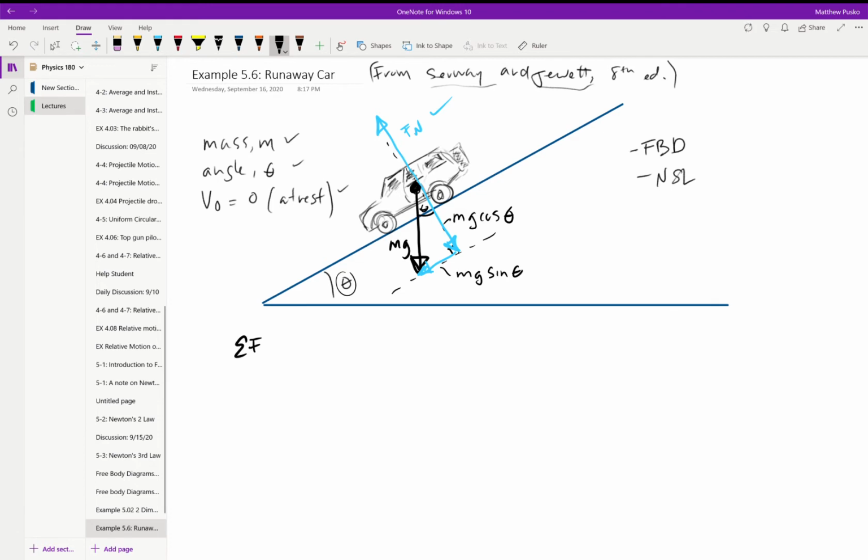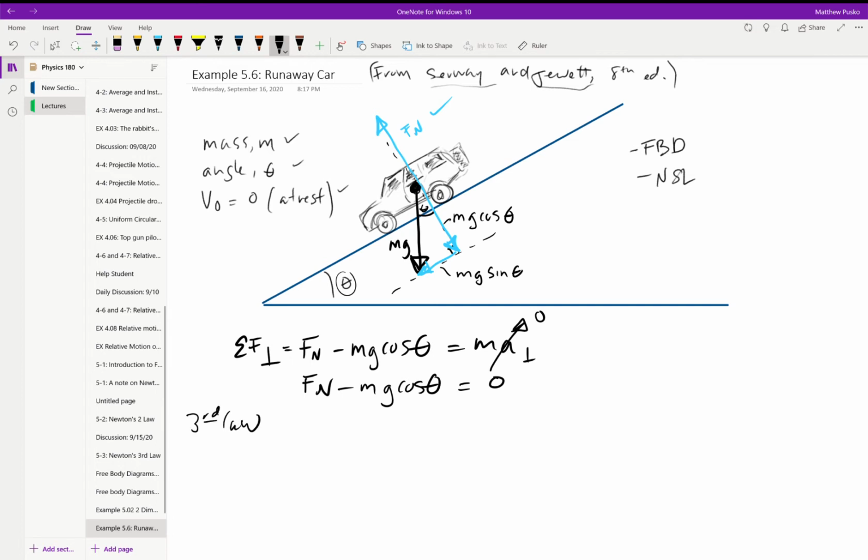So if I summed the forces, let's call this the perpendicular direction, we have that normal force, it's positive, and then we have a downward pointing mg cosine theta. That's equal to the mass times the acceleration in the perpendicular direction, but it doesn't come off the surface, so there's definitely no acceleration in the perpendicular direction. That leaves us with the normal force minus the component of the weight in the perpendicular direction equals 0. This is an example of Newton's third law. We don't necessarily apply the formula, right?